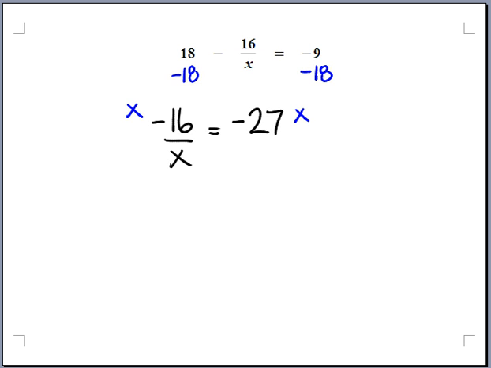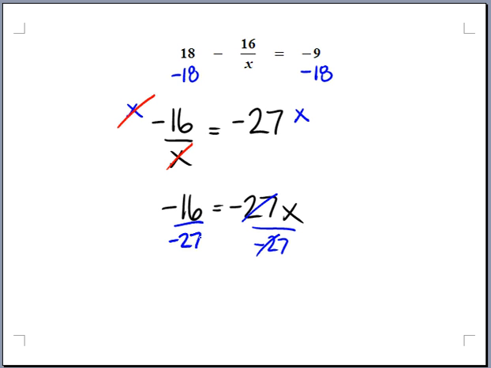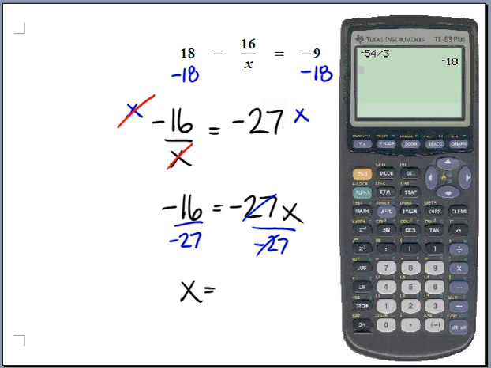And on that left-hand side, the x's will cancel, but on the right-hand side, they won't. So we'll be left with negative 16 equals negative 27 times x. And now we can divide both sides by negative 27. Cancel, cancel. Divide by negative 27. And that's going to give us a decimal of some kind. Let's just see what it looks like on the calculator, and then we'll chop it off at some point. It's not a huge deal.